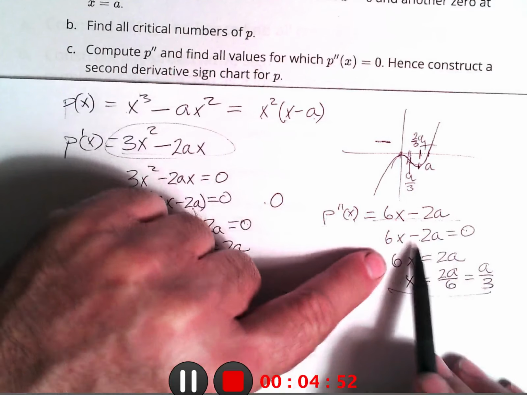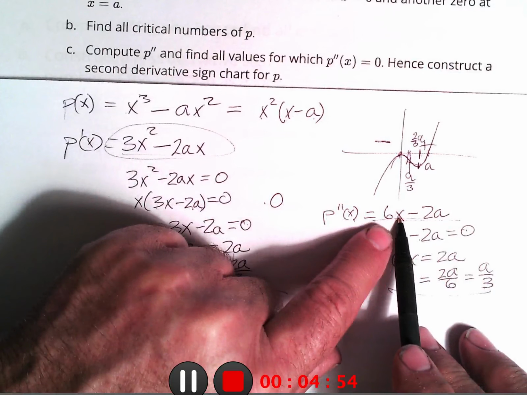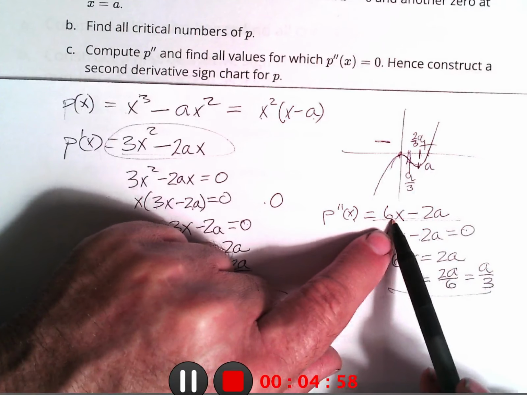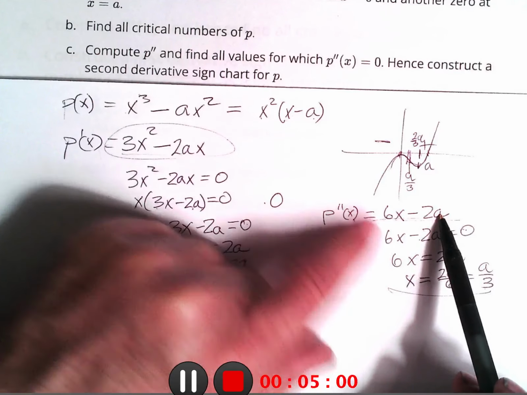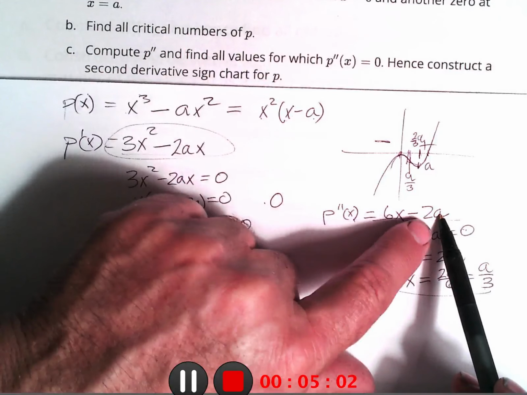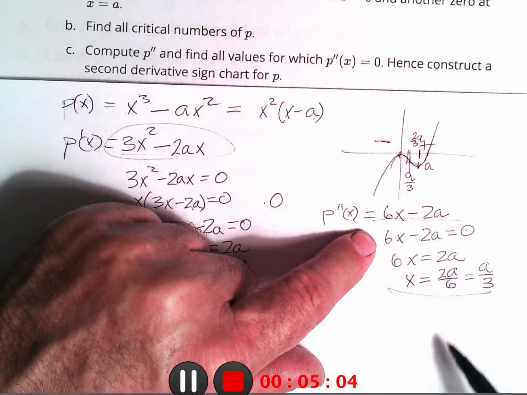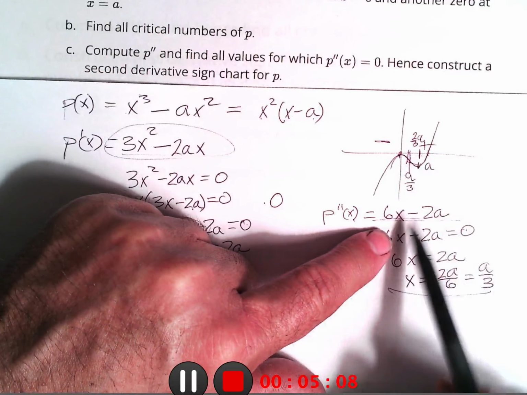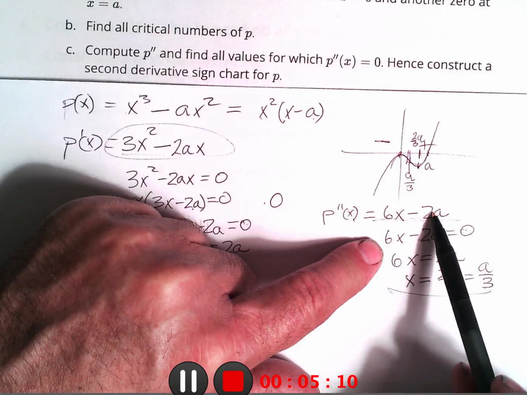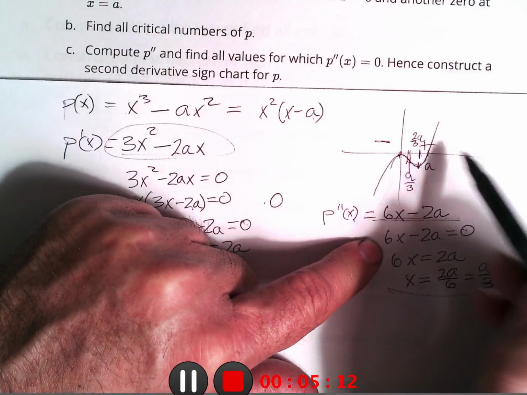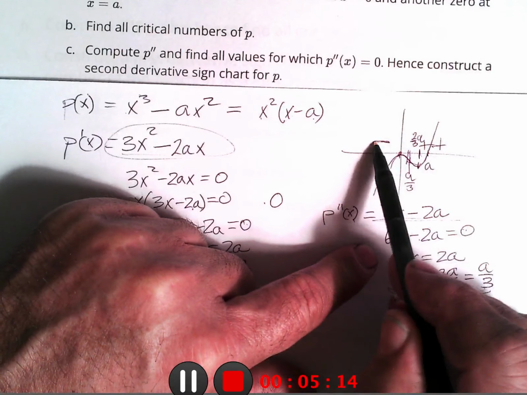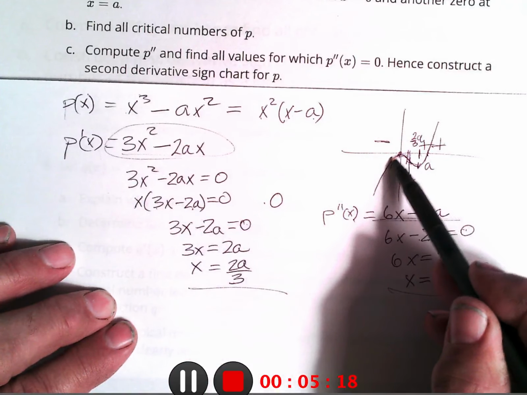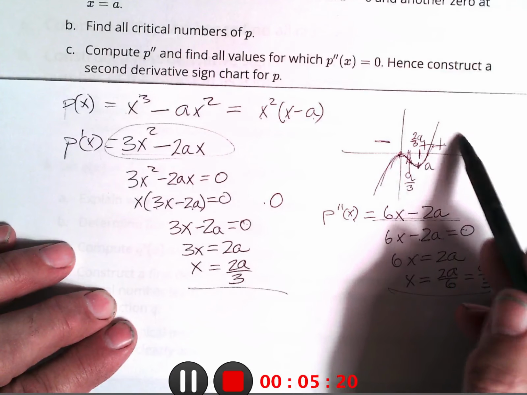if we put in something smaller than a over 3, like 0, we get negative 2a, and a was positive, so we get a negative value. And if we put something bigger than a over 3, like a, we get 6a minus 2a, which is 4a, and that would be positive, so we get a negative positive sign chart. So concave down because it's negative, and concave up because it's positive. Okay?